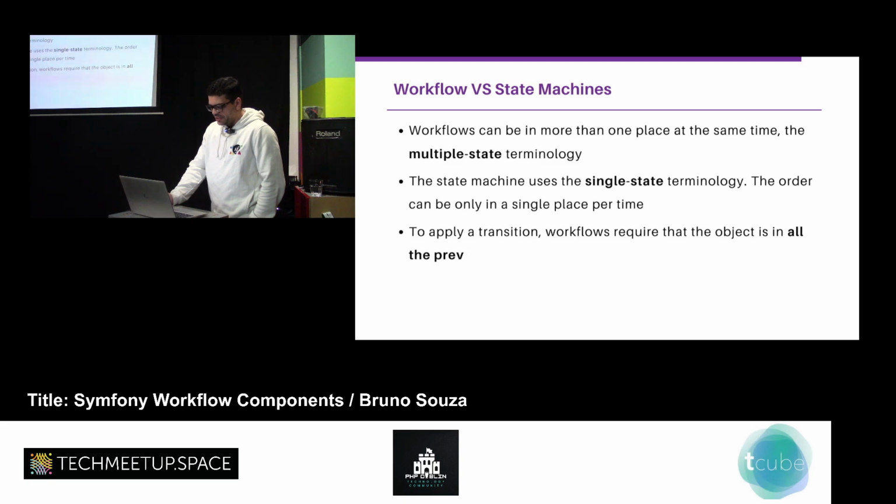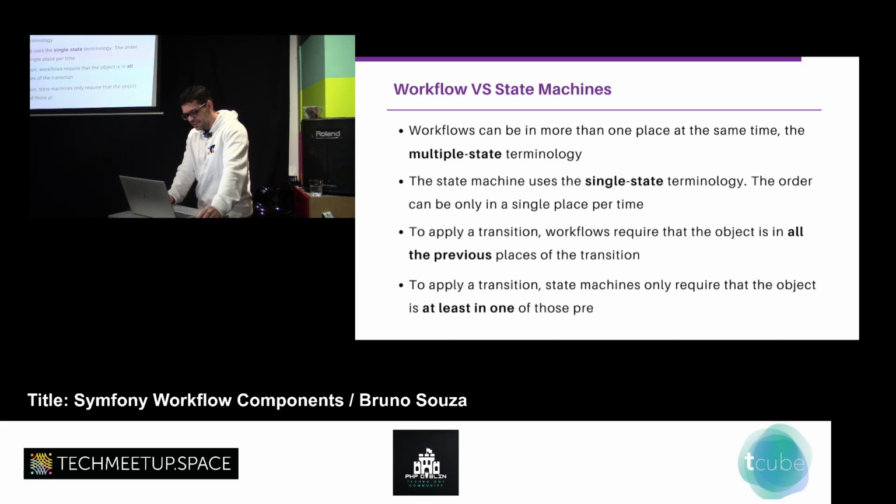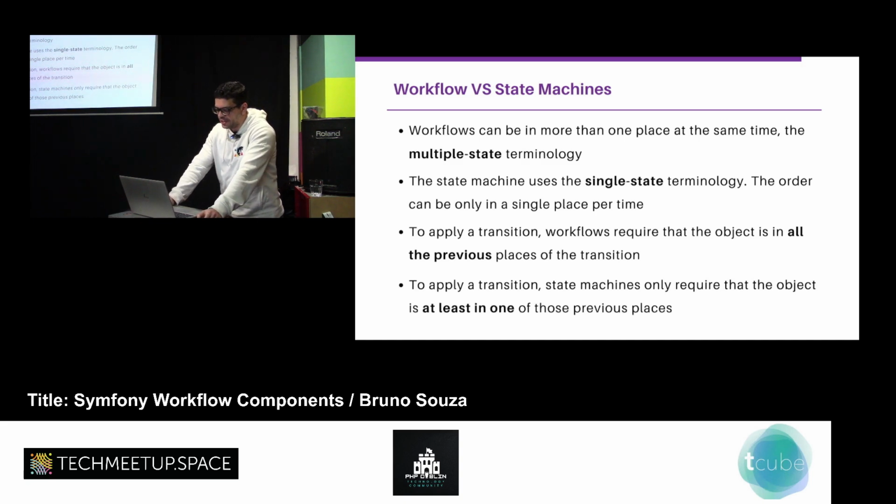And to apply a transition, the workflow requires that the object is in all the previous places of the transition. And to apply the transition in a state machine, you just need to be in one previous place, or the initial place.